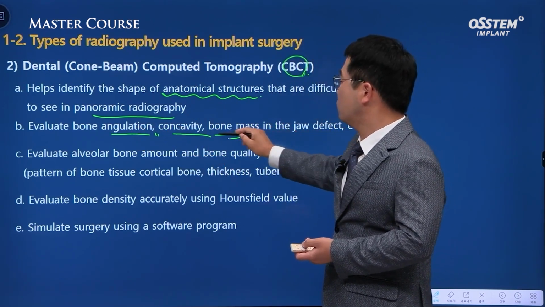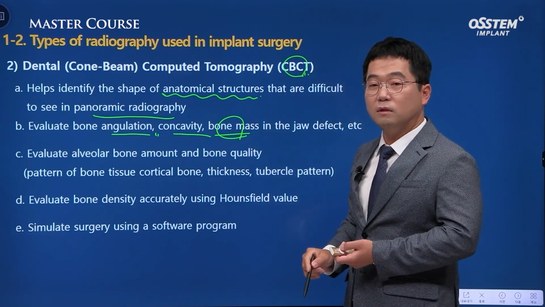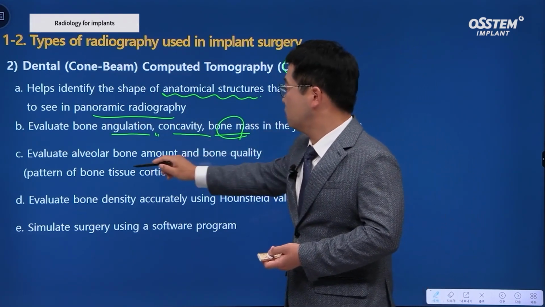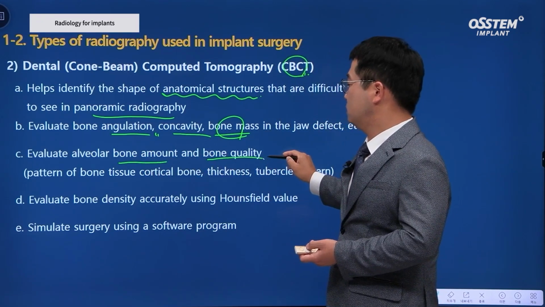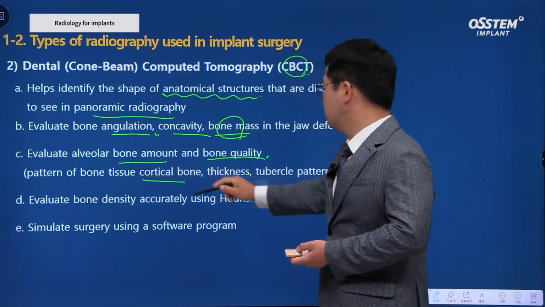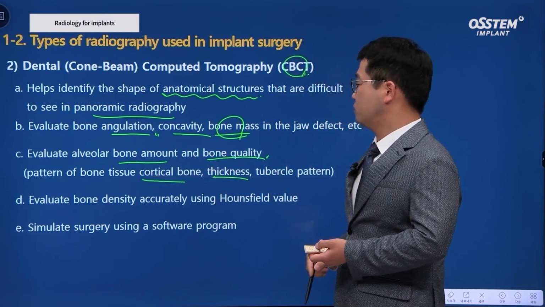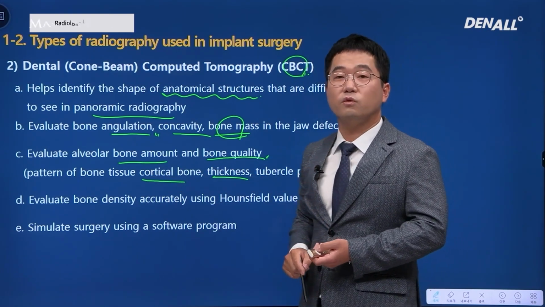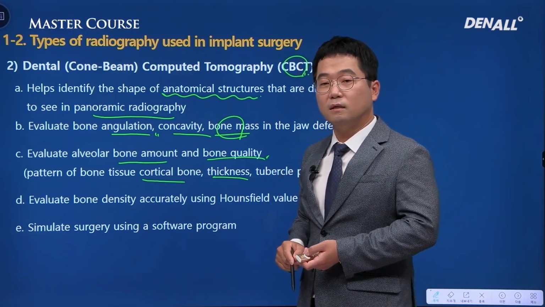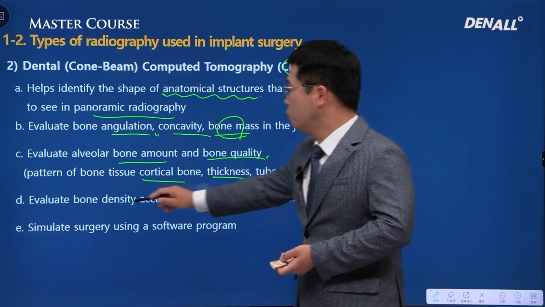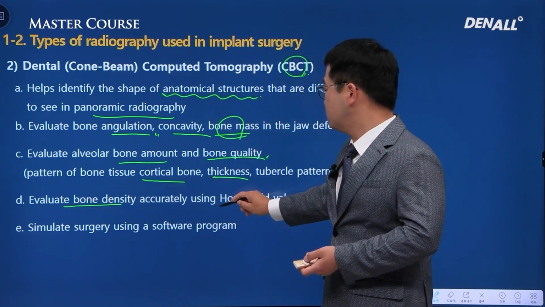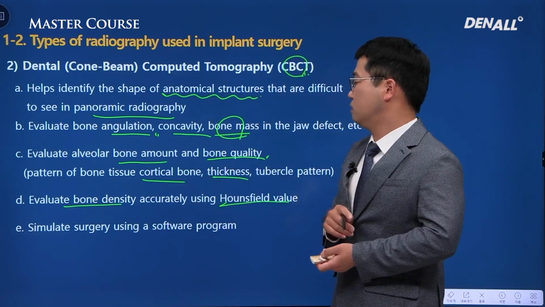With CT, we can accurately determine the amount of bone. Bone amount and bone quality can be evaluated. The cortical pattern and the thickness of the cortical bone can also be checked through CT. And in more detail, bone density can be accurately evaluated using Hounsfield units.